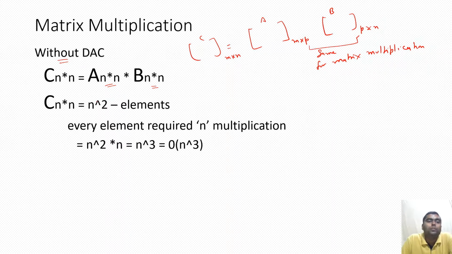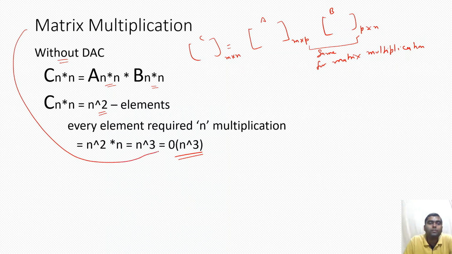So what will be the procedure? C of n by n, how many elements will there be? N square elements are there overall. Every element requires n multiplications. So n square into n, that is n cube. So it is order of n cube. This is the time complexity of matrix multiplication without the divide and conquer strategy.